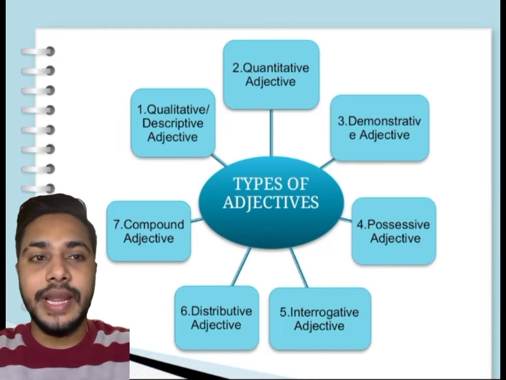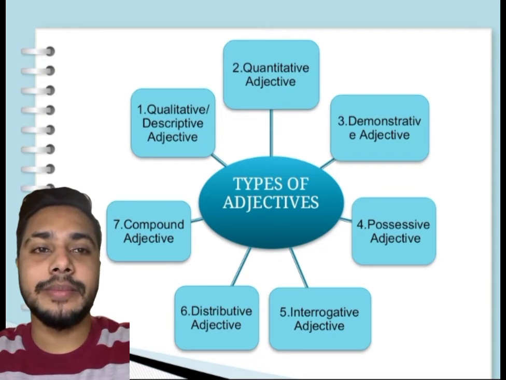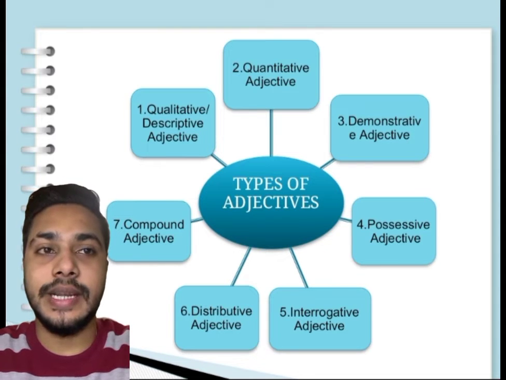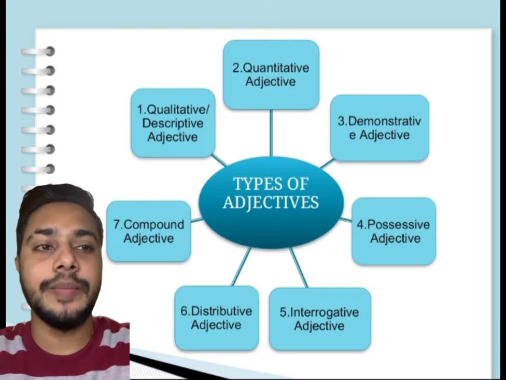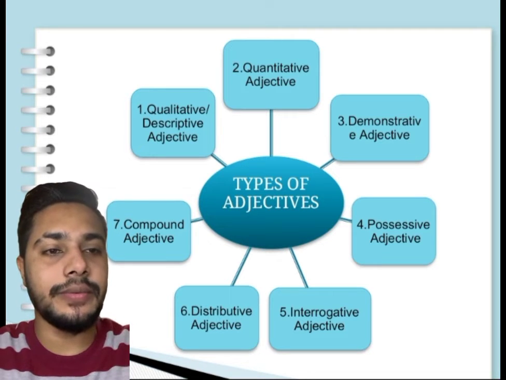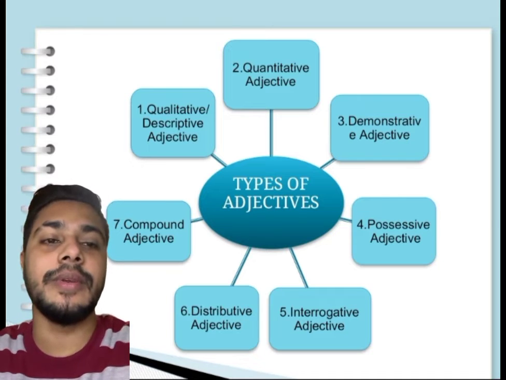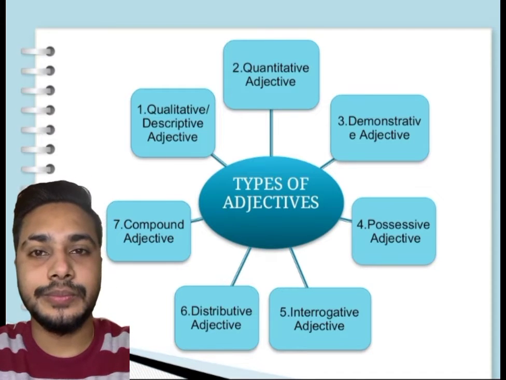Now the types of adjectives. First is the qualitative or descriptive adjective, then quantitative adjective, demonstrative adjective, possessive adjective, interrogative adjective, distributive adjective, and compound adjective. All together there are 7 types of adjectives.